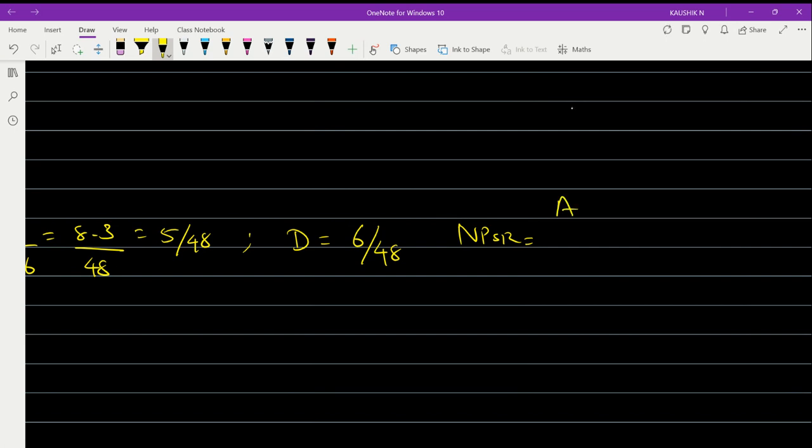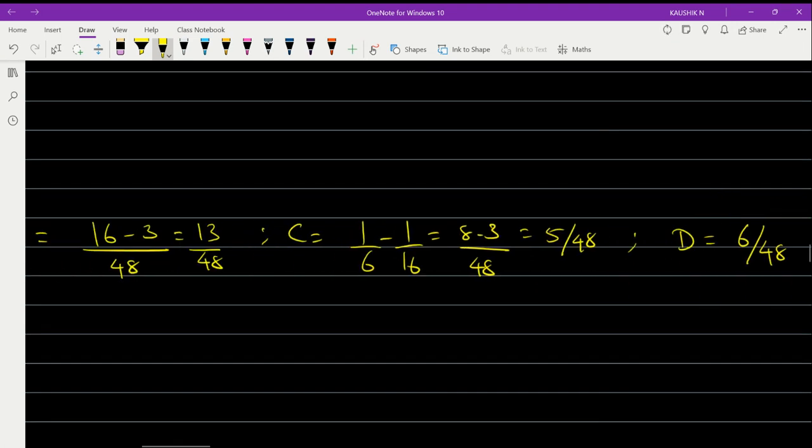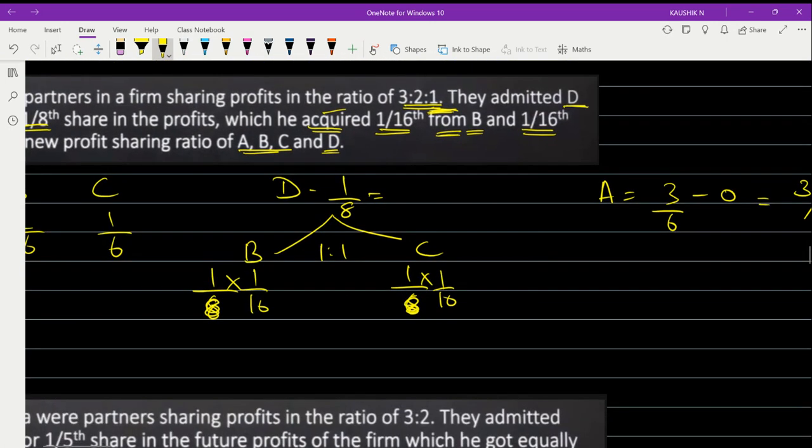So the NPSR, as you said, for A, B, C, and D is 24 is to 13 is to 5 is to 6. And if they ask you to find out the sacrificing ratio, it is nothing but 1 is to 1. Right? How, sir? Both of them are giving 1 by 16 and 1 by 16. So that means 1 is to 1 ratio. This is the sacrifice. Clear?